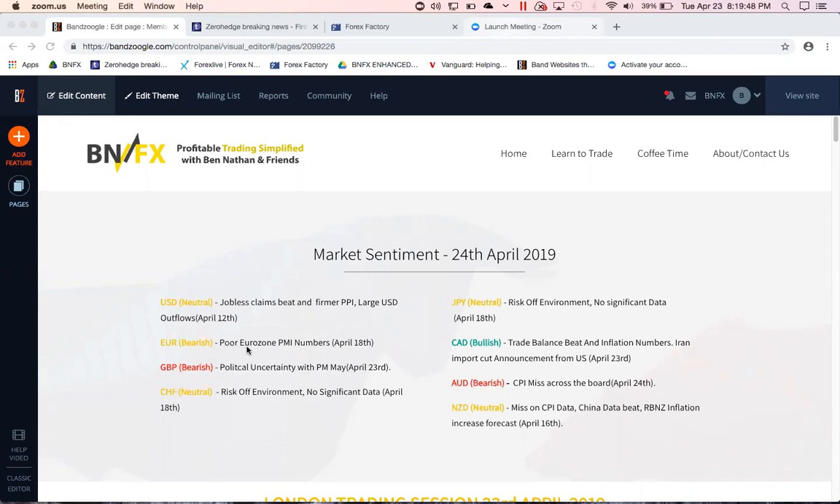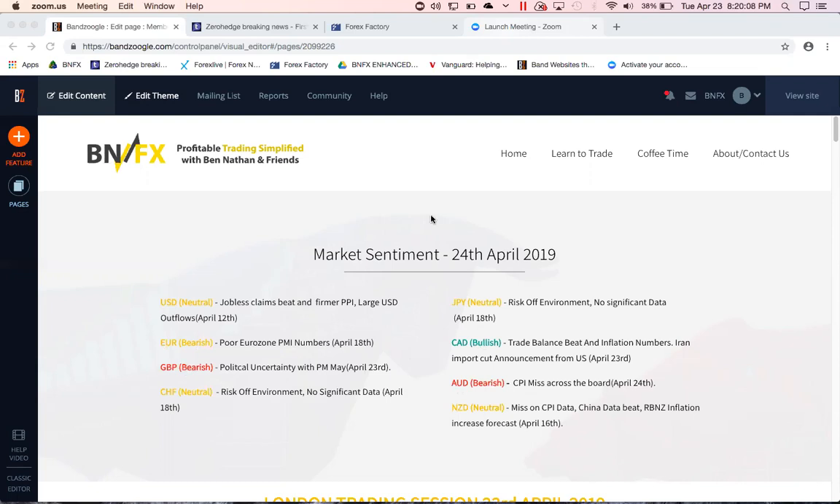The euro is still bearish, but it's been more than a few days, so it's not quite as strong because the market tends to have a short memory when it comes to themes and when it comes to directions. So we have the CAD that we can trade in a bullish direction, and we also have the Aussie and pound that we can look at in the negative.